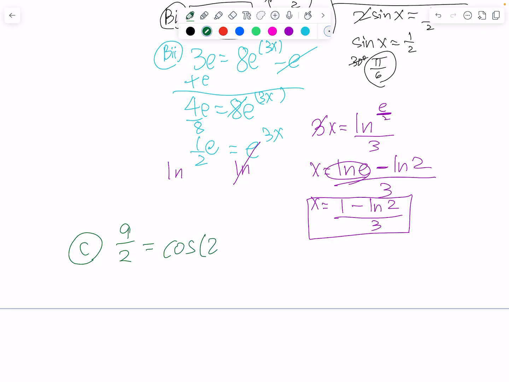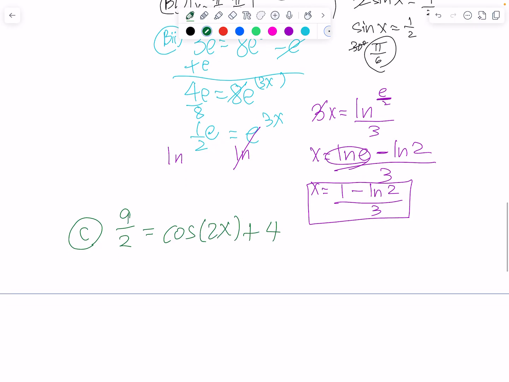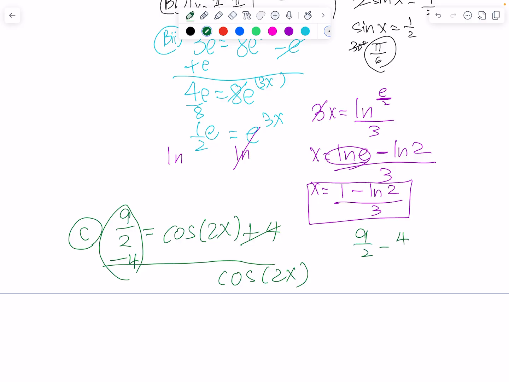cosine 2x plus 4. And just like we did before, we're going to subtract 4 on both sides. It's just basic algebra. I'm going to do this math on the side. So 9 over 2 minus 4. Remember, there's an invisible 1 on the bottom. So we need a common denominator 2. What you multiply on the bottom, you multiply to the top. So 9 minus 8 is 1/2. So here we got 1/2.